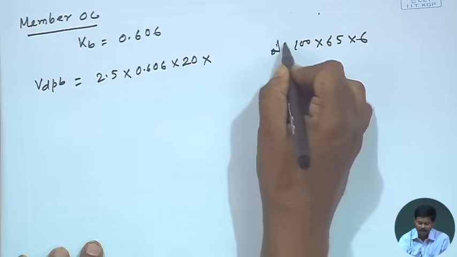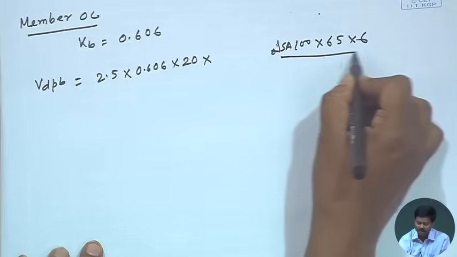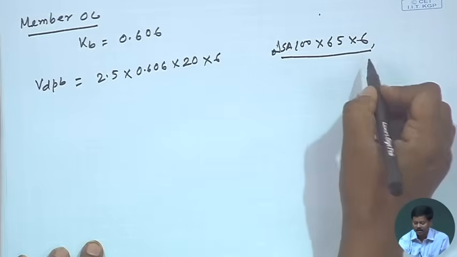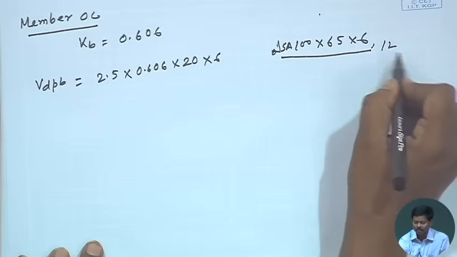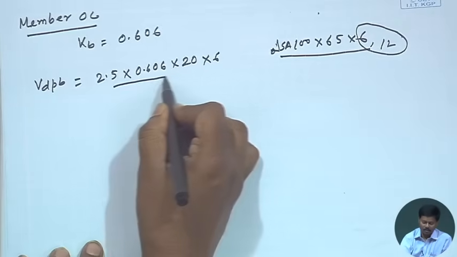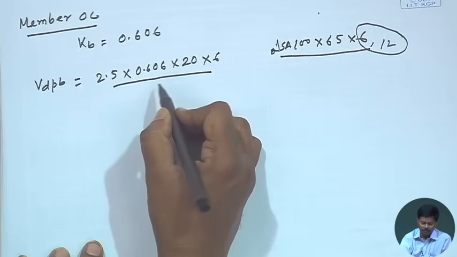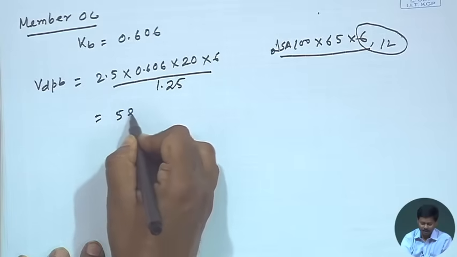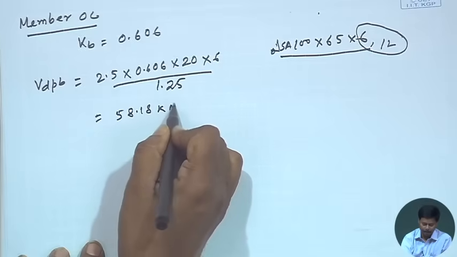Here t, the size of the member, is ISA 100 by 65 by 6. So, the thickness is 6 and the gusset plate thickness is 12. So, the lesser of these two will be the thickness, divided by 1.25. So, I can find out 58.18 kilonewton.